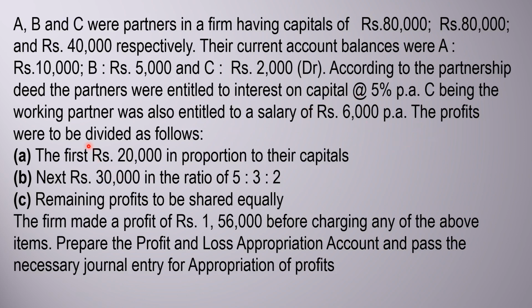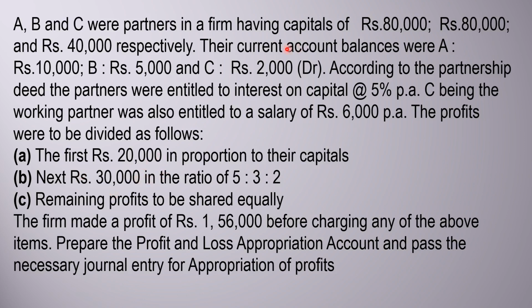Now the profit is to be divided among the partners under different slabs. The first slab is that the first 20,000 is in proportion to their capital. This is the capital, 80, 80, and 40, so if you calculate, 2:2:1 is coming. So the first 20,000 is to be distributed in the ratio 2:2:1. Next 30,000, that is divisible profit.